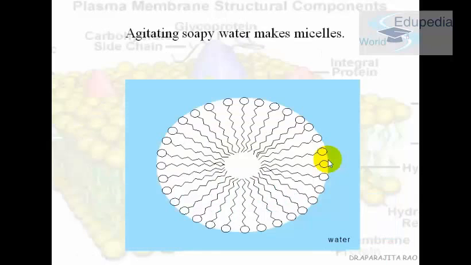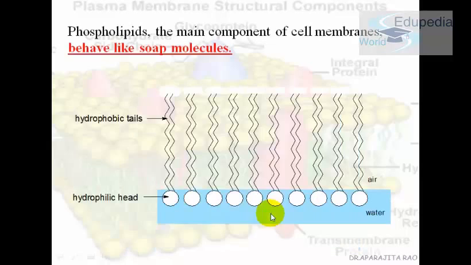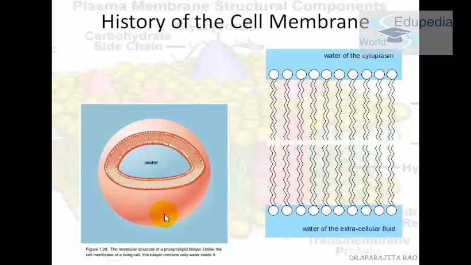So agitating soapy water makes micelles. Micelles are the soap bubbles. So when we make lather of the soap, this is what happens. The water loving charged head is towards the water, and the hydrocarbon chain is actually scared of water. It is water hating. So they align themselves like this. Similarly, phospholipids, the main component of cell membrane, behave like soap molecules. So this is the hydrophobic tail, and this is the hydrophilic, or water loving, head. Philic means loving.